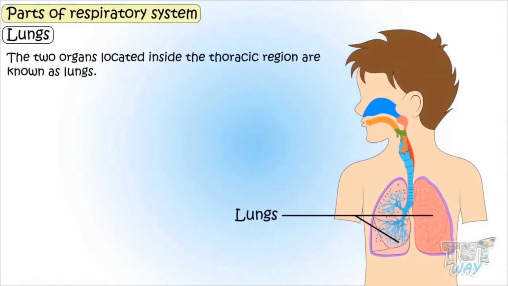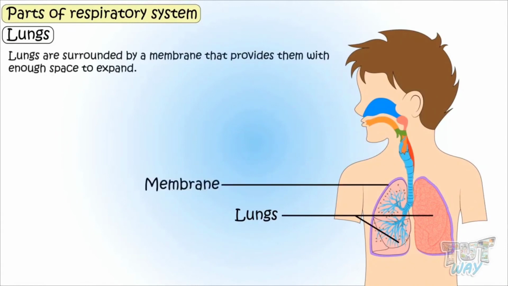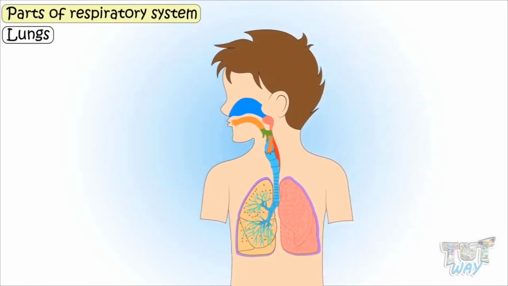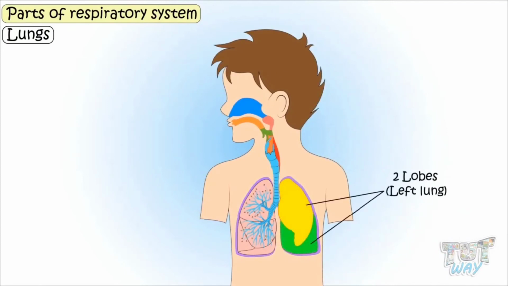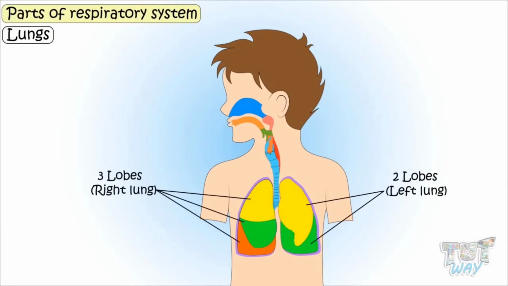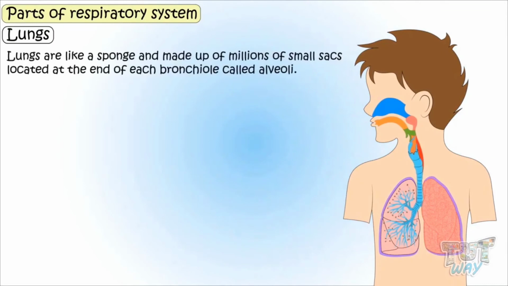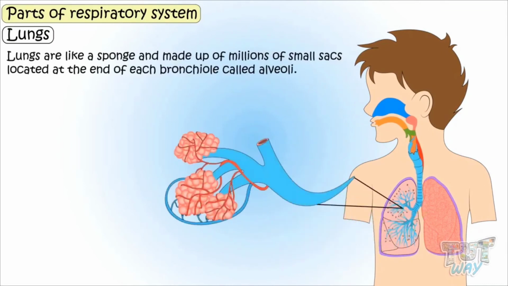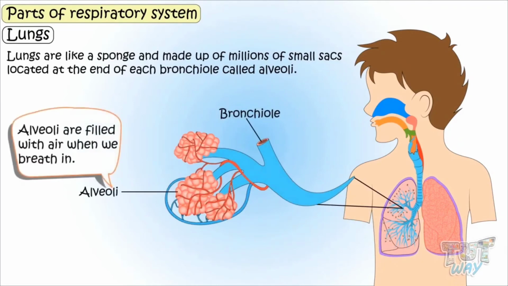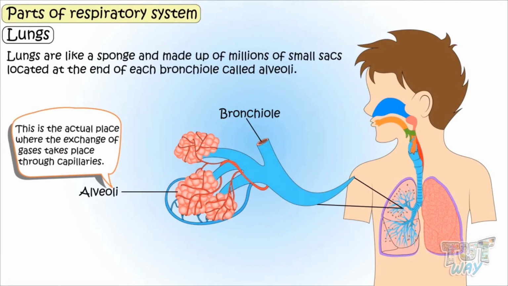Lungs: the two organs located inside the thorax region are known as lungs. They are surrounded by a membrane that provides them with enough space to expand. There are two lobes in the left lung and three lobes in the right lung. Lungs are like a sponge and are made up of millions of small cells located at the end of the bronchioles called alveoli. Alveoli are filled with air when we breathe in. This is the place where the exchange of gas takes place through capillaries.